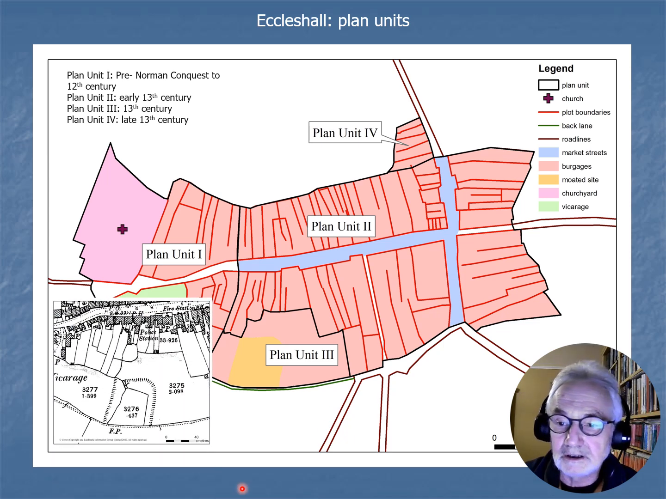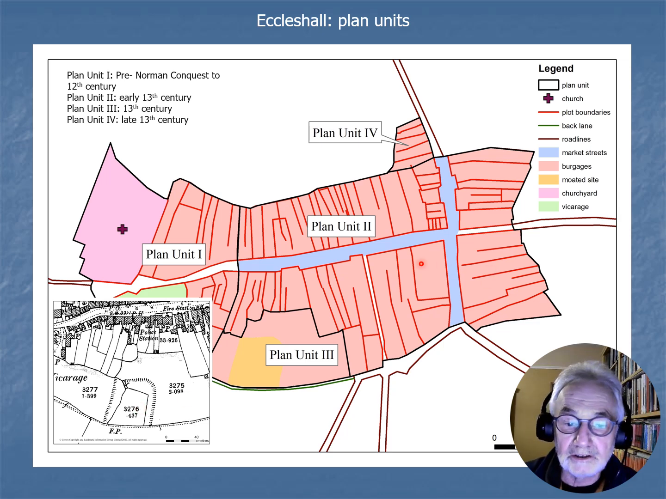Plan Unit 3 comprises a moated site and its surrounds. Although now under a housing estate, the moated site is shown as an earthwork on the 1901 Ordnance Survey map. This is the site of the Iswell Manor House, built by a steward to the bishop in the 13th century.